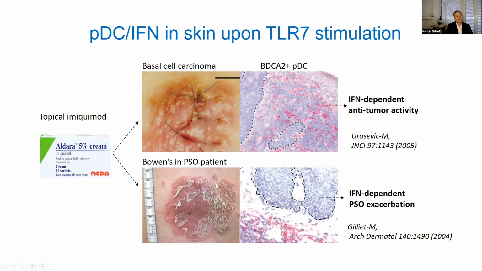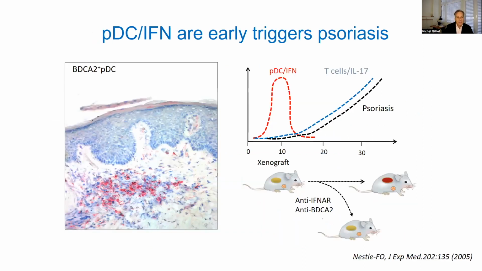And very interestingly, we treated here a psoriasis patient, for his Bowen's disease with Aldara, and what we found is a very large accumulation of PDCs and exacerbation of this psoriasis. So we wanted to look a little closer at what is going on here in psoriasis. So we extended our studies to psoriatic samples independently of imiquimod treatment.